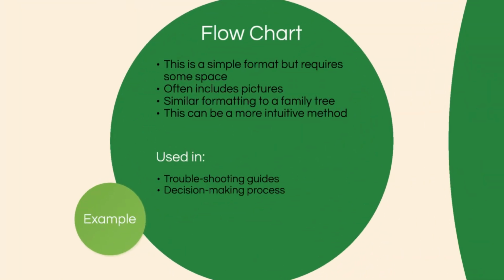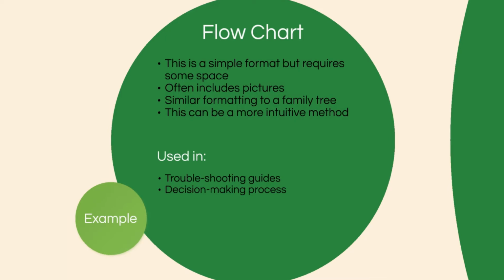The other option is this flowchart. Flowchart for me is visually easier. It's similar to a family tree. We start off at the top and then we branch out as we get more and more specific. Often we can have pictures as well, but this one does take up a bit more space than the other one. This kind of format has been used in troubleshooting guides, any decision making. So let's have a look at what it looks like.